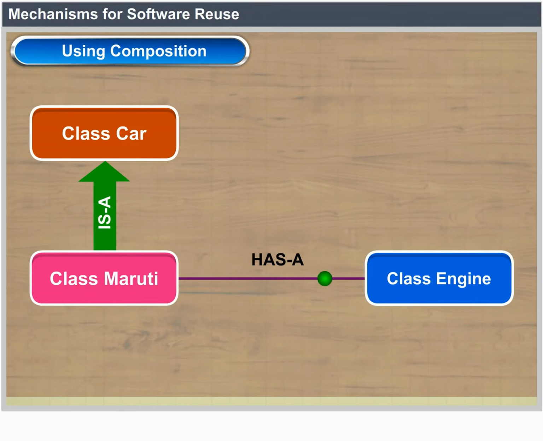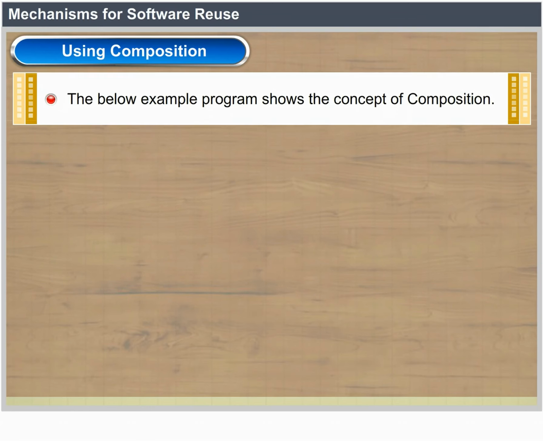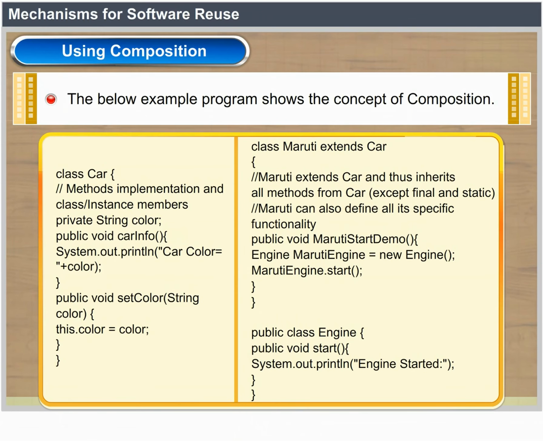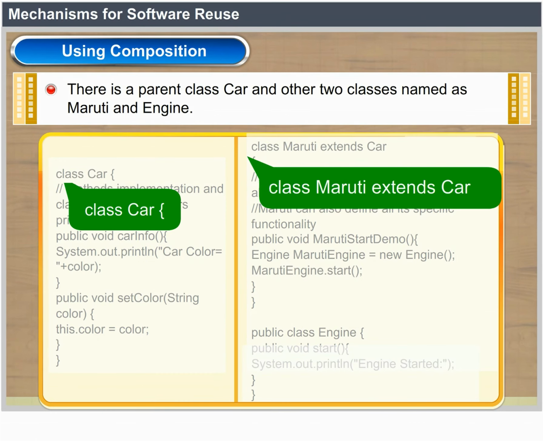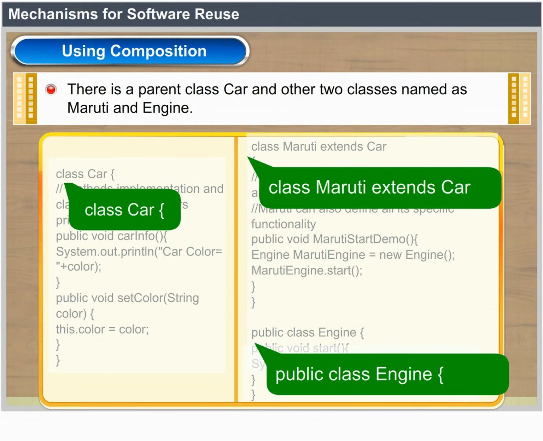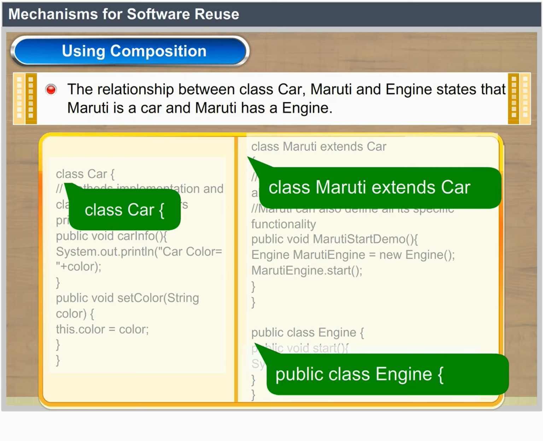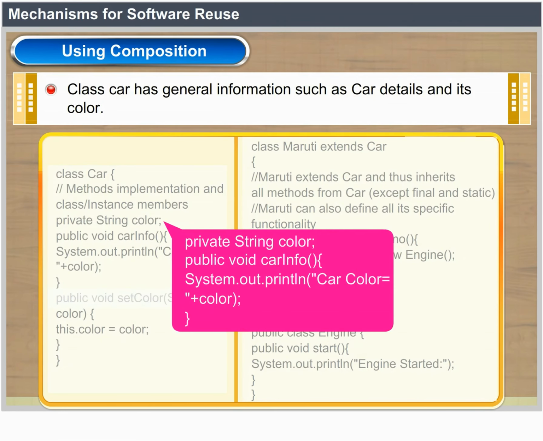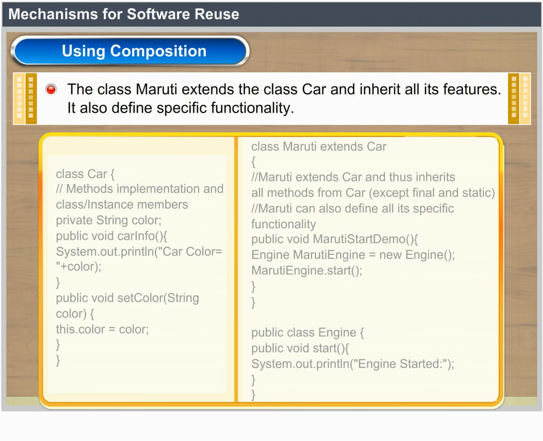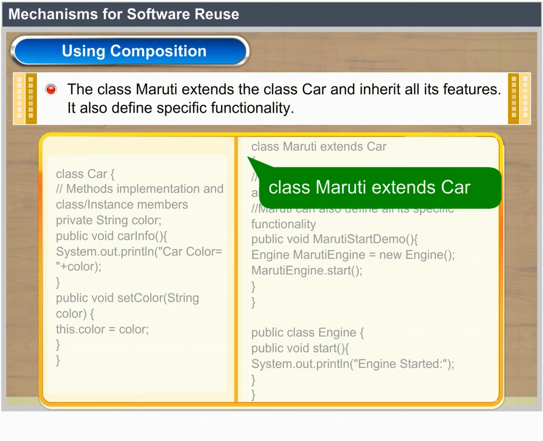Using composition. The below example program shows the concept of composition. There is a parent class car and the other two classes named Maruti and engine. The relationship between class car, Maruti and engine states that Maruti is a car and Maruti has an engine. Class car has general information such as car details and its color. The class Maruti extends the class car and inherits all its features. It also defines a specific functionality.